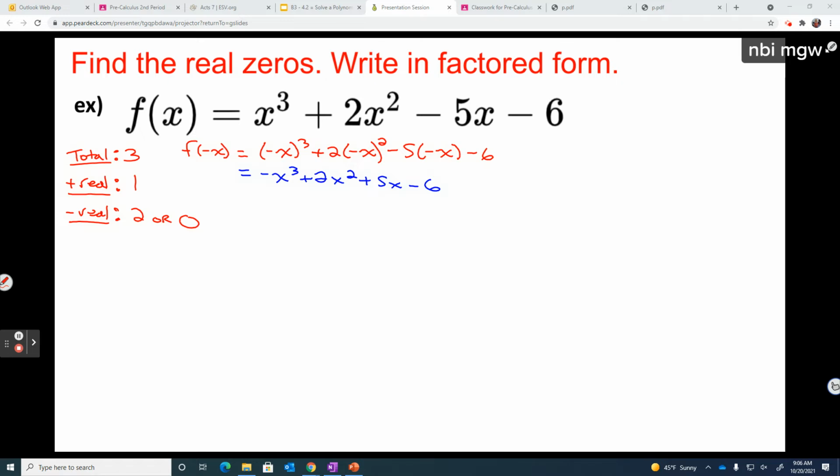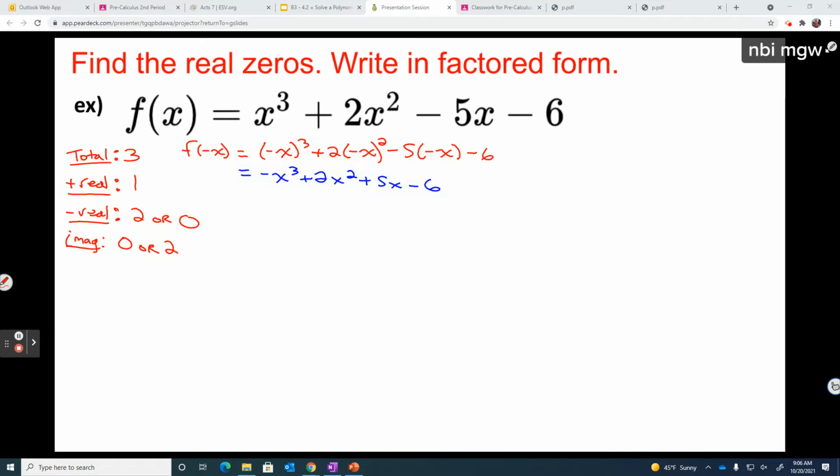And then imaginary. Imaginary isn't that important for this because we're just going to find the real ones, but we'll go ahead and state it. If we had 1 and 2, that would be 3, so that would be 0. Or if we had 1 and 0, that would be 2. So 0 or 2. Okay, first step done. Check.